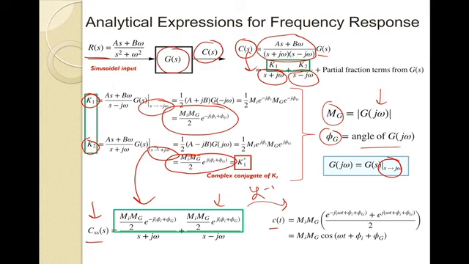Okay, and what we'll see here is that the output, if we break this down, is a function of the magnitude of the input and the magnitude of this transfer characteristic, which equals the magnitude of the output, just like we saw in the phasor domain, and then the phase shift between the input and the transfer characteristic. So we multiply the magnitudes, we add the phases. So this is the analytical proof of what we saw on the previous slide.